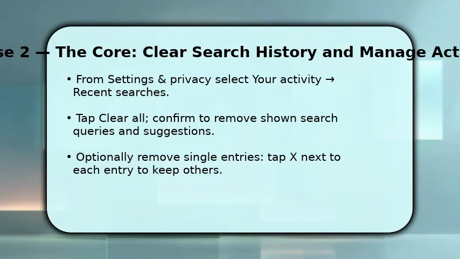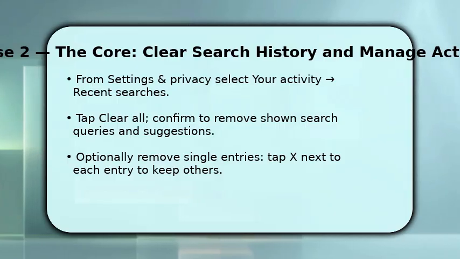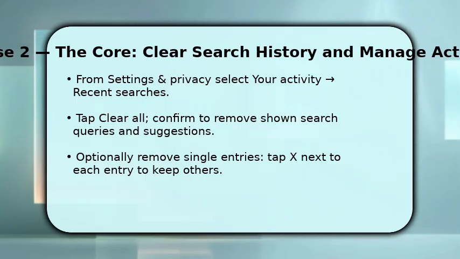Within Settings and Privacy, open your activity and then Recent Searches. This is where Instagram stores what you've typed. Tap Clear All, then confirm the prompt to erase the phone's list of recent queries. This removes both typed entries and suggestion tokens.